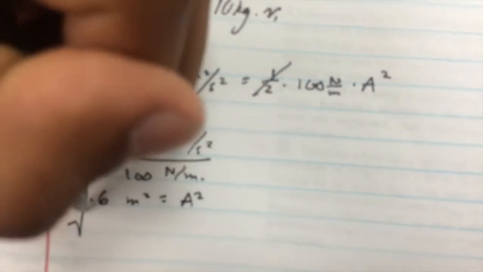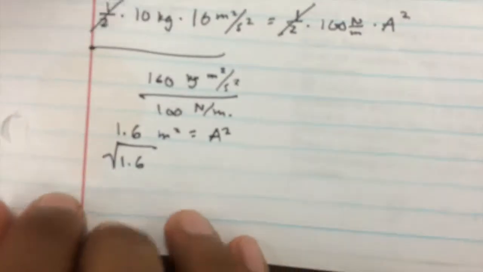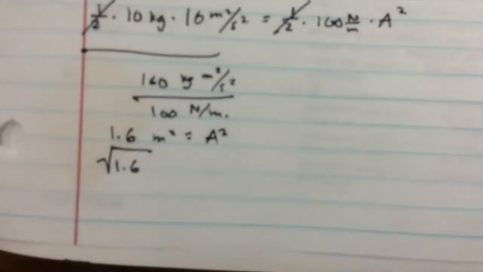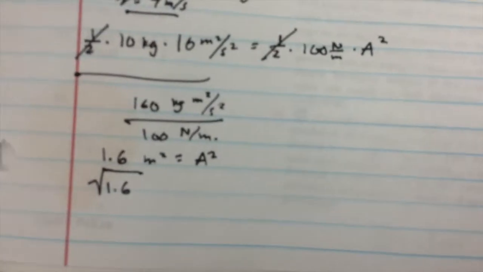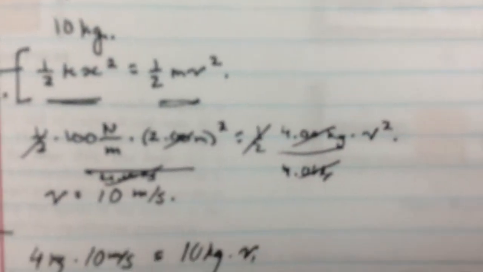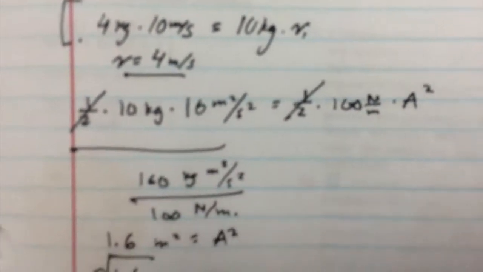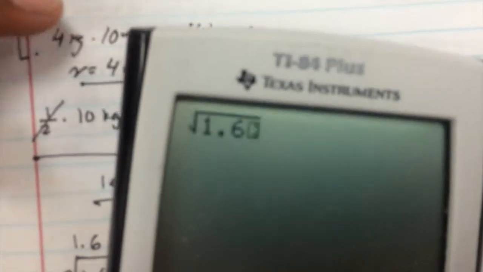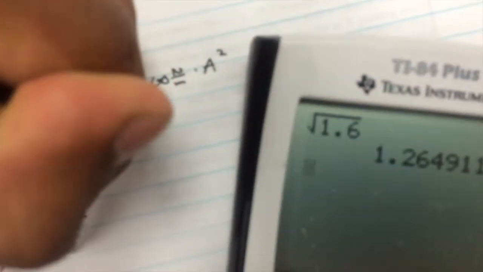So we want to take the square root of 1.6. Let me get out the calculator. As a quick recap, what we did is we dropped it on top, did the conservation of energy, conservation of momentum, and back to conservation of energy to get here. The square root of 1.6 is 1.26. We'll leave it at that.